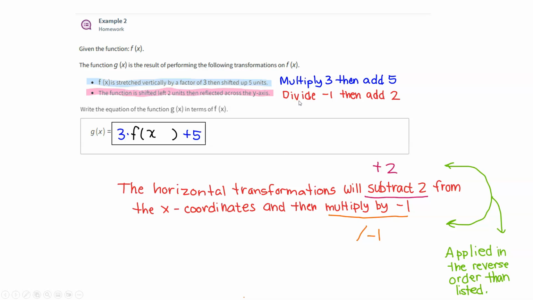And so if you follow these in order, dividing by -1 is just going to put a negative in front of the x, and then adding by 2 means you're going to add 2 after that. And so that's the expression. You're going to have 3 times f of -x plus 2, plus 5 being the function you need to have in here. And so that is the end of this problem and this video.